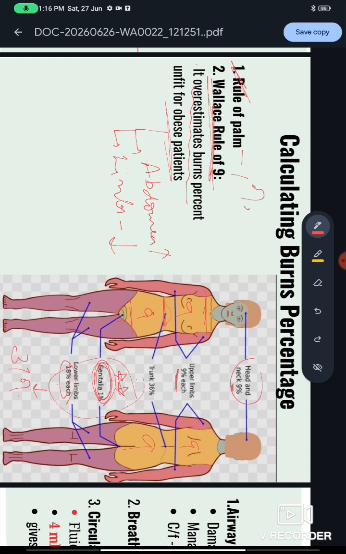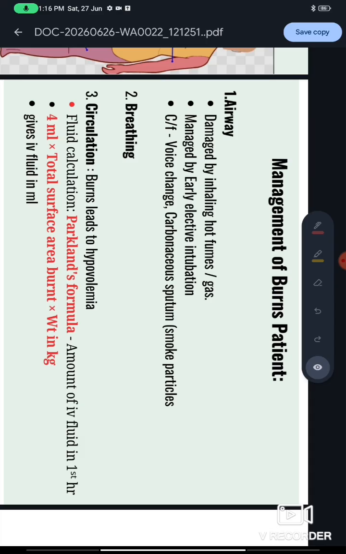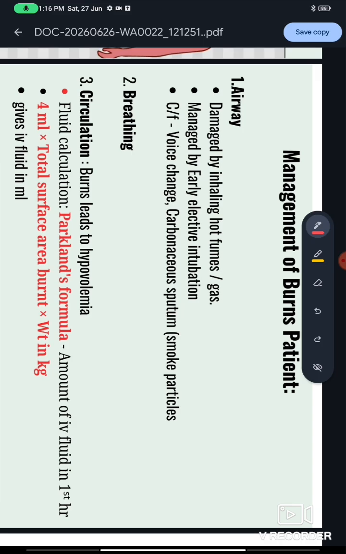This is again a question given in the dental pulse and it is a previous year question. So Wallace rule of 9 is another important part from where the MCQ may be asked. Moving further. Management of the patient of burns. How will you manage a patient with burns in the emergency department?